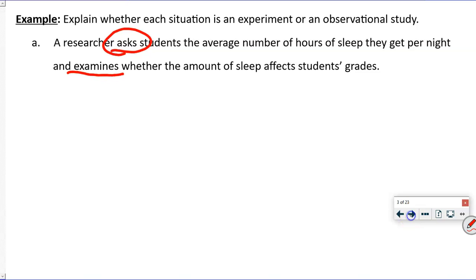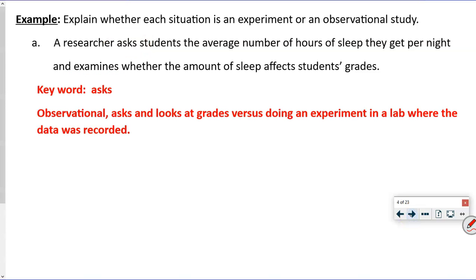So when we start talking about how we make a decision as to whether this is experimental or observational, the keyword was asks, right? And then it's observational because they're just examining. So they ask and look at the grades, versus doing an experiment in a lab where the data was recorded.